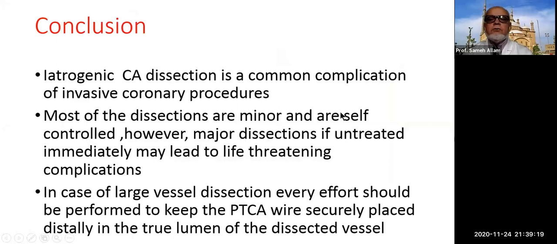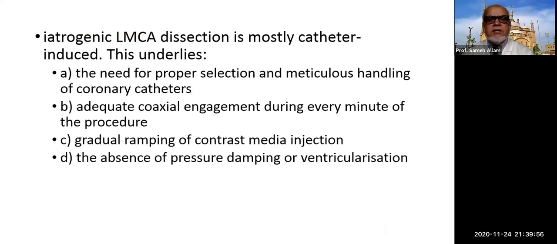In conclusion, iatrogenic coronary artery dissection is a common complication of invasive coronary procedures. Most of the dissections are minor and self-limiting and treated conservatively. However, major dissections, if untreated immediately, may lead to life-threatening complications. In case of large vessel dissection, every effort should be made to keep the PTCA wire securely placed distally in the true lumen of the dissected vessel.